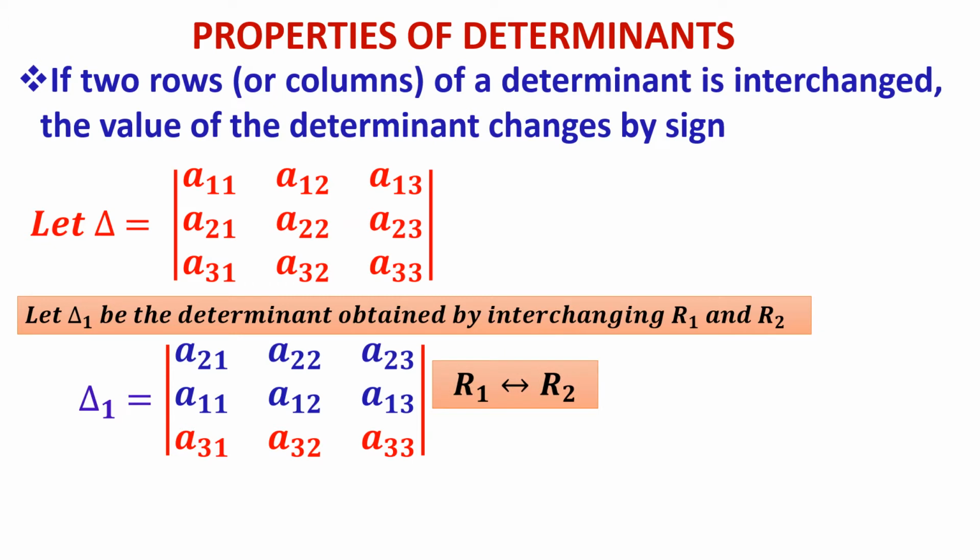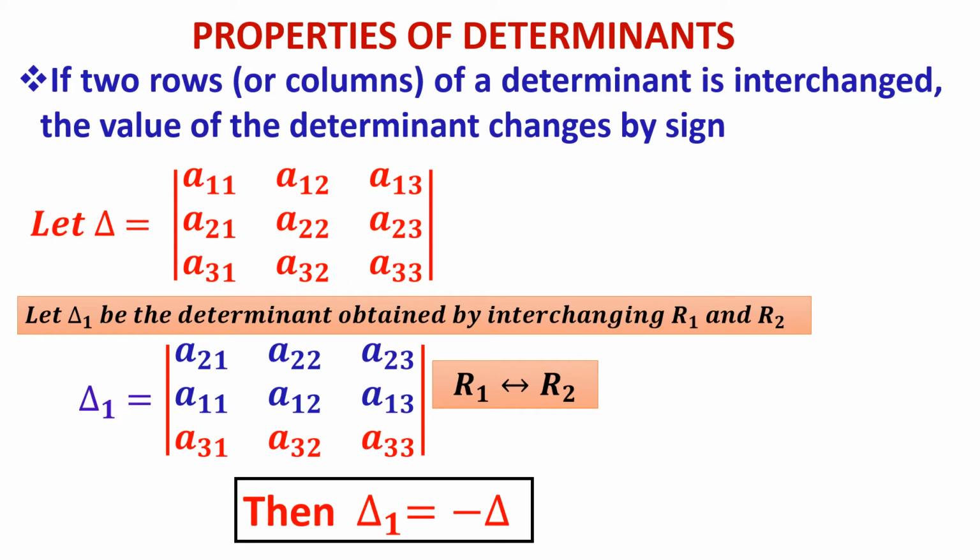You have seen it already in the elementary operations of matrices. You have seen this kind of notation, that is R1 double arrow R2, the both-side arrow, means R1 and R2 are interchanged. What will happen now? We will get delta 1, that is the new determinant, which will be minus of the original determinant. So remember, when you interchange any two rows or any two columns, the value of the determinant changes by sign.